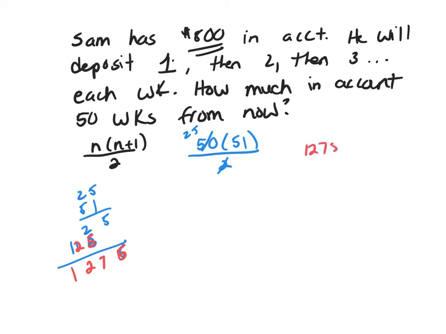So 1,275 plus 800, the original amount, is 2,075. That is the answer. It's D.